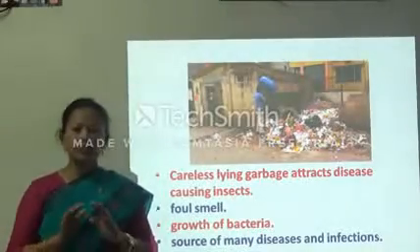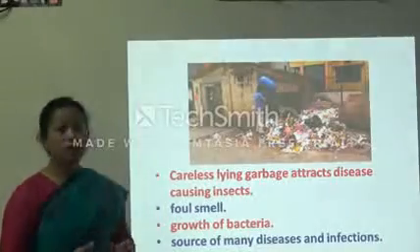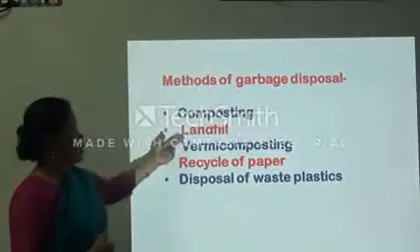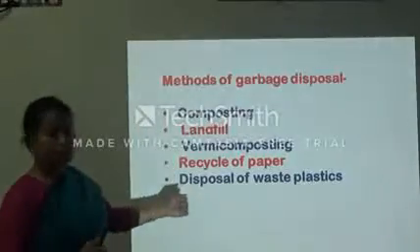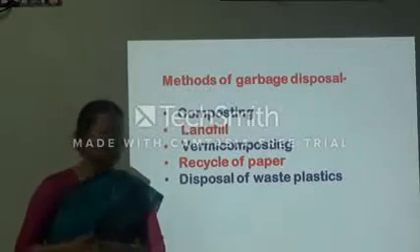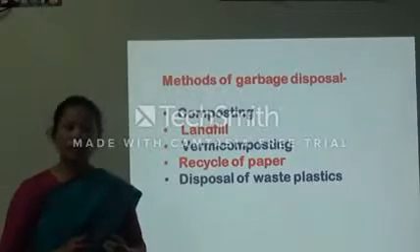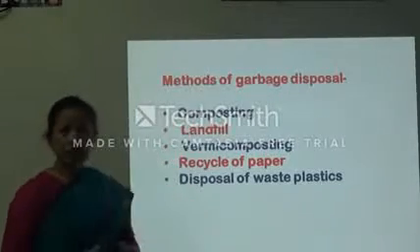Let us look at the various methods of garbage disposal, like composting, landfill, vermicomposting, recycling of paper, and disposal of plastic waste. Now, let's see what composting is. The biodegradable domestic garbage, like waste from the kitchen, peels of fruits and vegetables, fallen leaves, etc., is put down in a pit near the landfill and covered with sand.